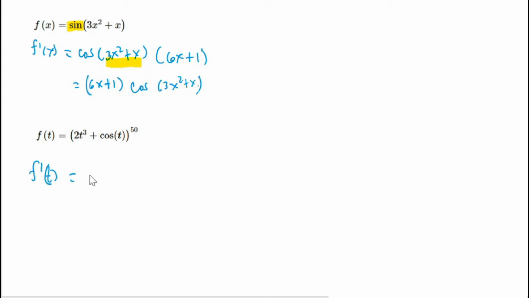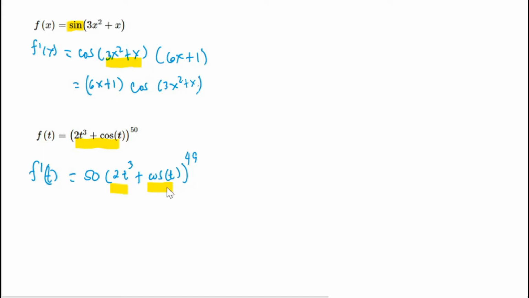So therefore 50 times 1 is 50, times copy the entire base, which is now 2t cubed plus cosine t. So we can write now here as 2t cubed plus cosine of t, and then to the power of 49, because we subtract 1 to the exponent. So 50 minus 1 is 49. Then we take down the derivative of each term from the base. So our base now is the quantity of 2t cubed plus cosine t.